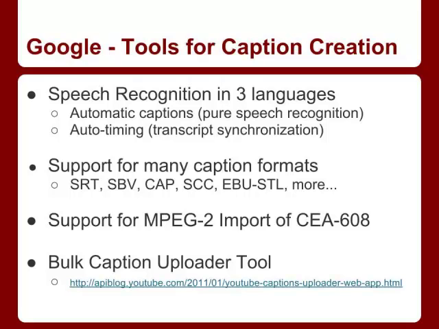Automatic captions is where we do pure speech recognition. We run our computers, we listen to what's in the audio, and at the request of the user or the owner of the video, we try to guess what those words were. Speech recognition is a very hard problem, and so the accuracy is going to be variable. It depends a lot on the quality of the audio. It depends a lot on the accent of the speaker, whether the accent is close to the accents that we use when we build the speech recognition system, or a very strong accent that maybe is unfamiliar to our computers.